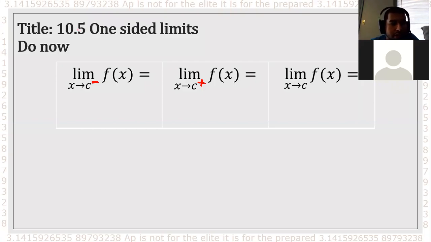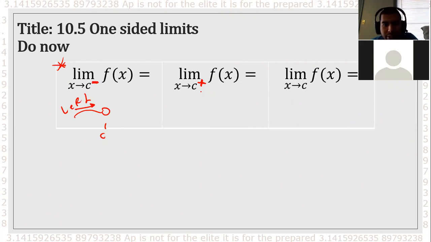Does anyone want to come off mute and let me know what this one means? What happens when there's a minus sign and I'm approaching the limit? It goes from the left. Yep, this right here means that we're approaching some value C from the left, right? So we're going this way.